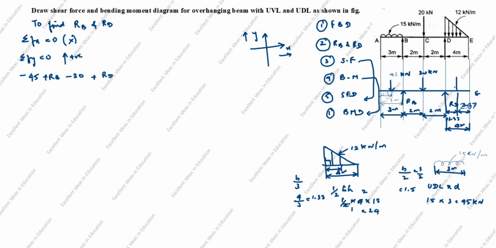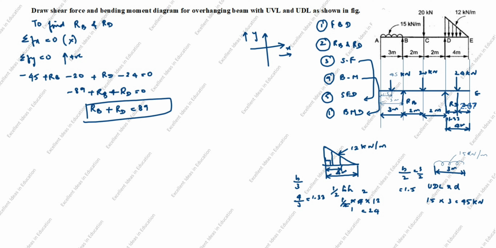Next. Here is one force comes. This force is 24 kilonewton. You see here UVL force is 24 kilonewton. This force also comes down. Down is negative, minus 24 equal to 0. Add this 45 plus 20 plus 24 is minus 89 plus RB plus RD is equal to 0. RB plus RD is equal to 89.